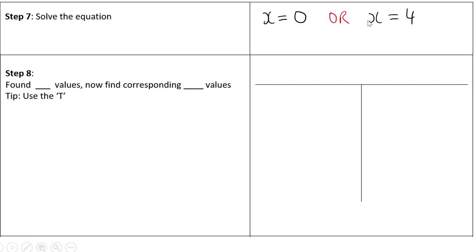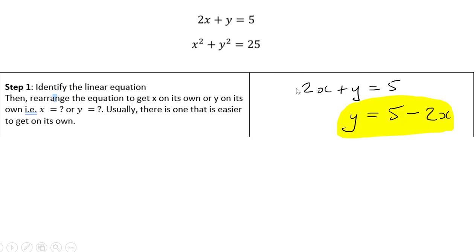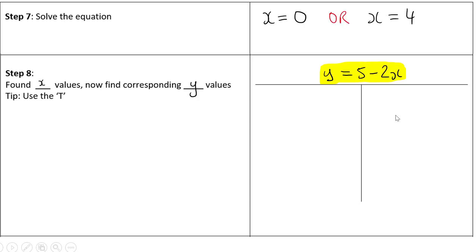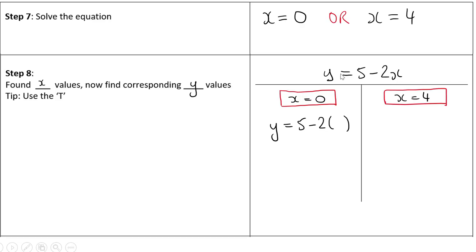We have found x values. Now we must find the corresponding y values. Use our line over here. So we think back to our original equation: y is equal to 5 minus 2x. That makes it really easy to find out what y is. So we need to sub in when x is 0 and when x is 4. So our two equations here, y is equal to 5 minus 2 times whatever x is. You can see it's 0. Let's tidy that up. We're going to get y is equal to 5.